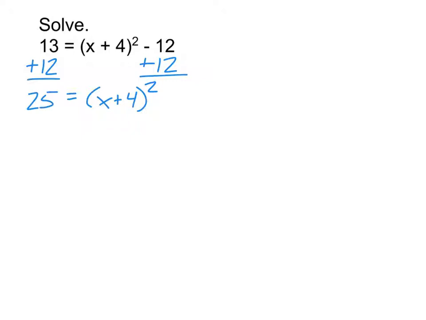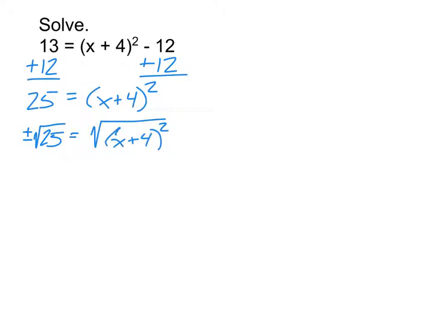Now, I've got to get rid of the squared, because I still can't get rid of the 4, because it's still stuck inside of the parentheses. So I can get rid of the squared, which means taking the square root of both sides. And again, when you do that, we include the plus or minus in front of the number. So it's plus or minus root 25 equals the square root of the x plus 4 squared.